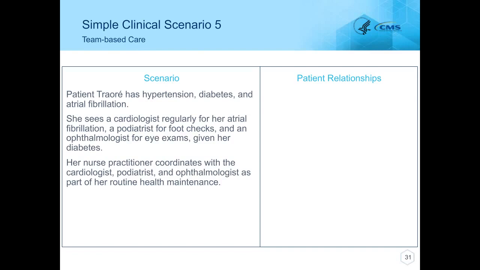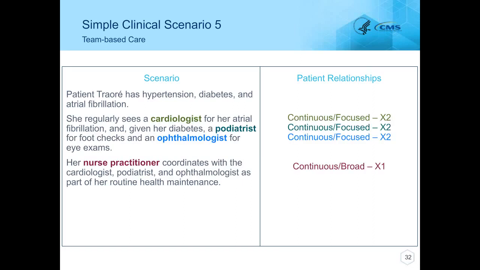So in these scenarios, we're going to show how the patient relationship categories might overlap for co-management or the team-based care situations that were mentioned in public comment. So in this scenario, patient Aurore has hypertension, diabetes, and atrial fibrillation. She sees a cardiologist regularly for her atrial fibrillation, a podiatrist for foot checks, and an ophthalmologist for eye exams given her diabetes. The nurse practitioner coordinates with the cardiologist, podiatrist, and ophthalmologist as part of her routine health maintenance. So let's review the patient relationships that we see here in the next slide.